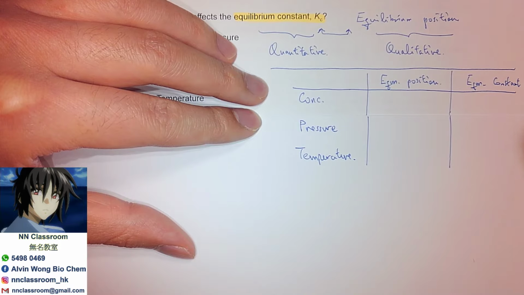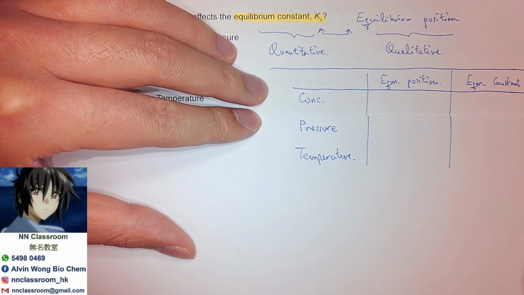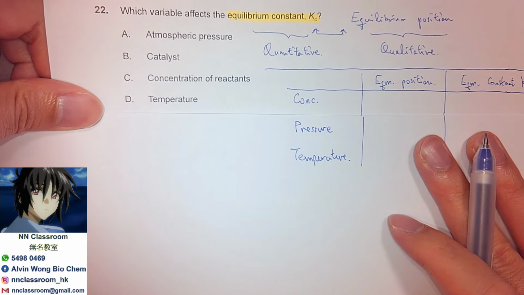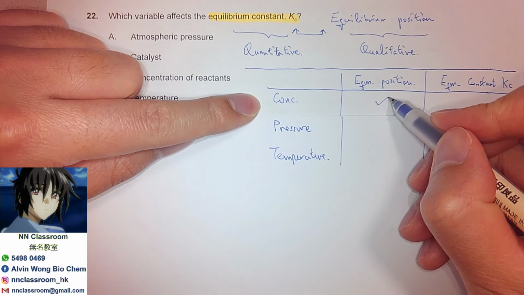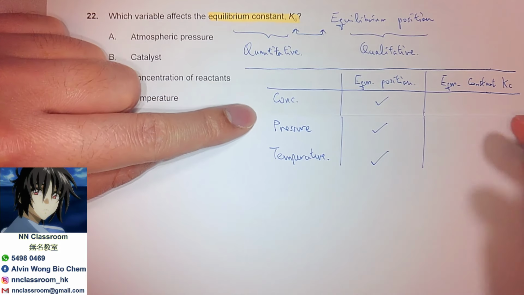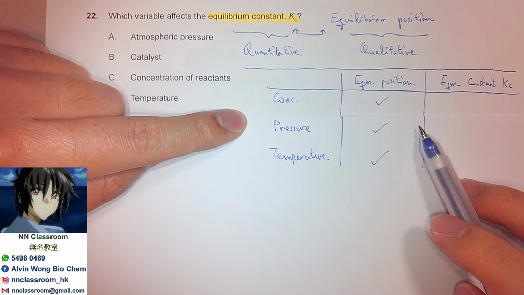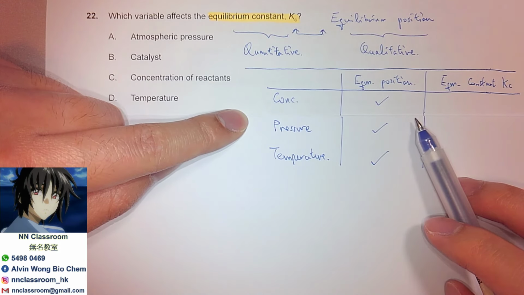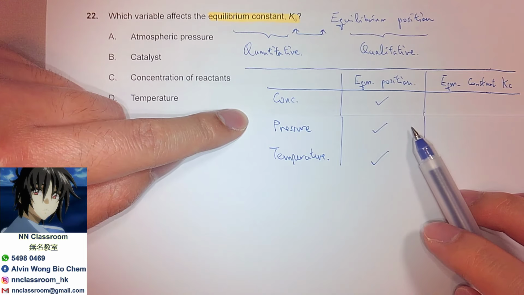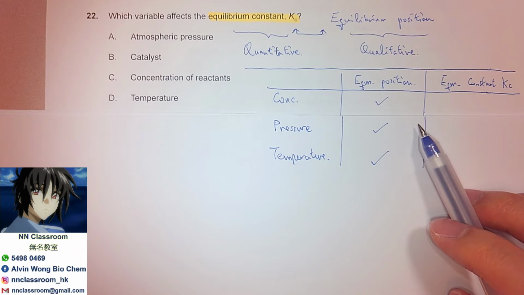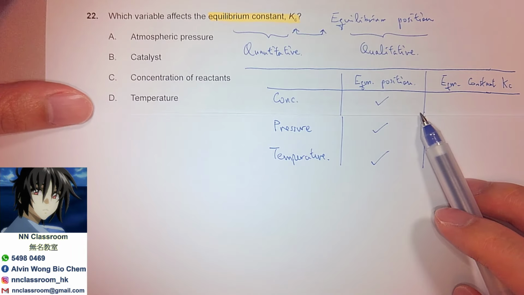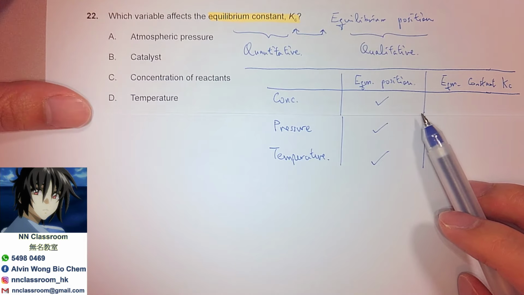So that is Kc, K with a subscript C here. Let's make more space. So remember, concentration, pressure, and temperature can all affect the equilibrium position of a certain equilibrium. That means the majority of the particles can move more to the left or more to the right. So the position of equilibrium can shift to the left-hand side or the right-hand side respectively.